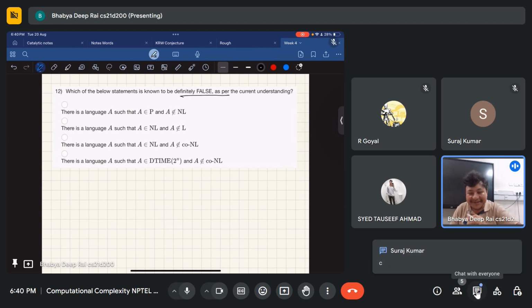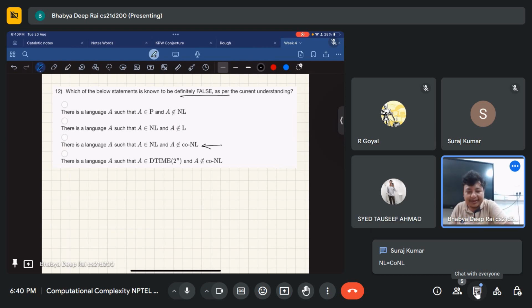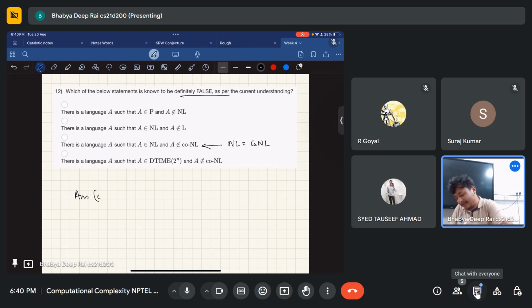We already gave away the answer because I already mentioned it previously. It's C. C is definitely false. The others are open questions, but this one, we know that NL is equal to co-NL. So C is definitely false. Clear?